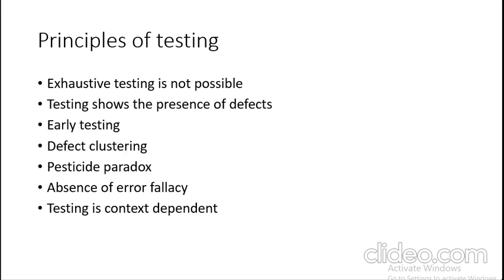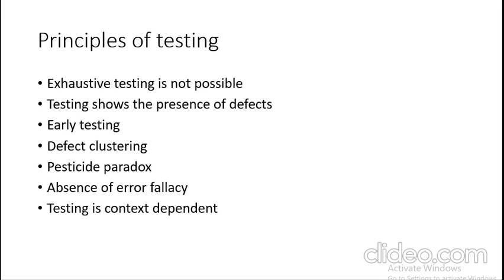Next is defect clustering. So a small number of modules may contain most of the defects. So we cluster or divide into some groups the modules which have more impact on the system and the modules which have less impact on the system.